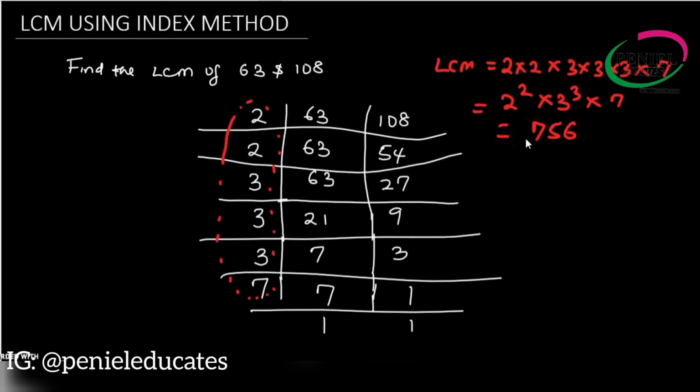That's the index method, and this one is the repeated long division. You can also look at those using the factors, the one I discussed before.